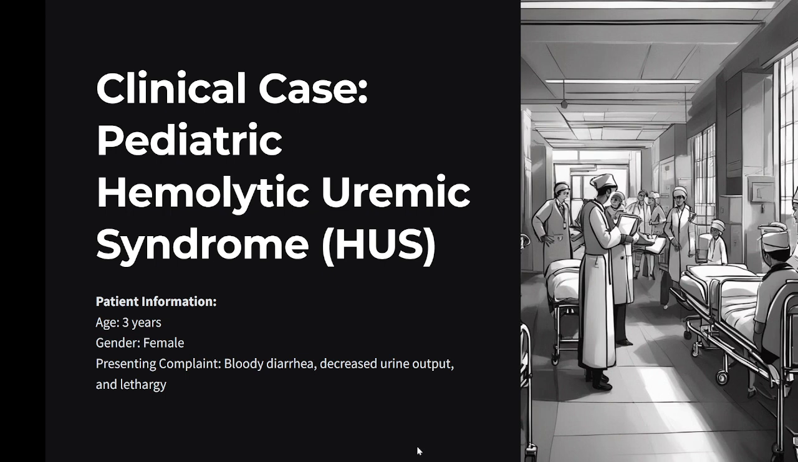Clinical case: pediatric hemolytic-uremic syndrome, HUS. Patient information: age 3 years, gender female. Presenting complaint: bloody diarrhea, decreased urine output, and lethargy.